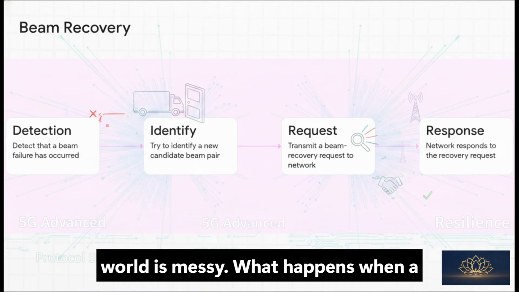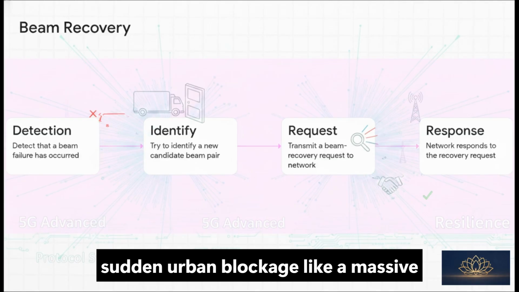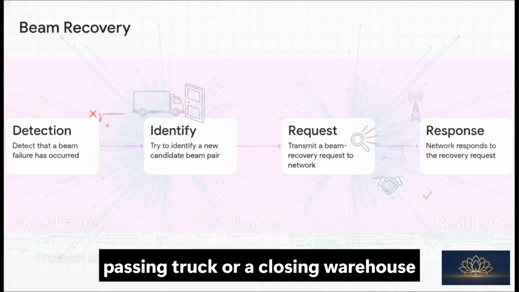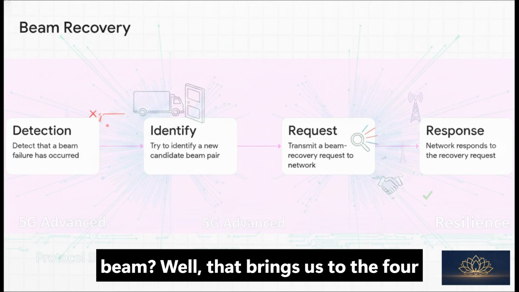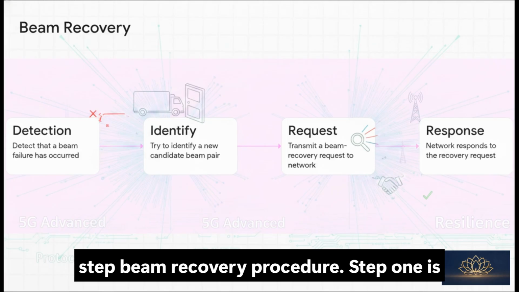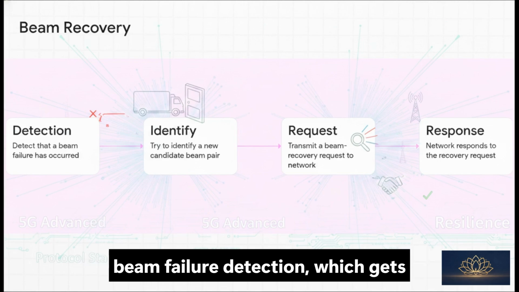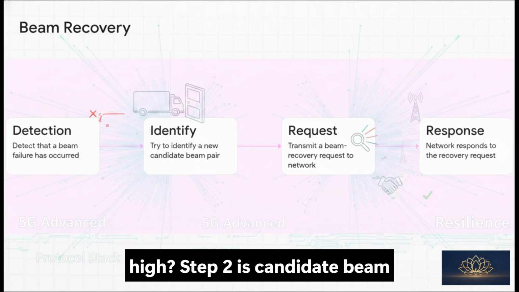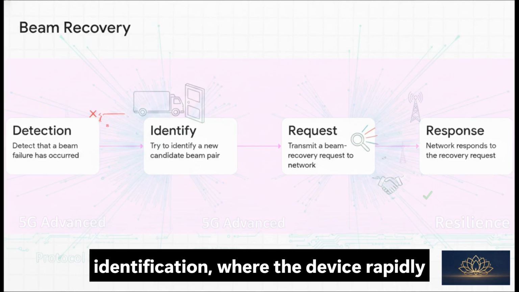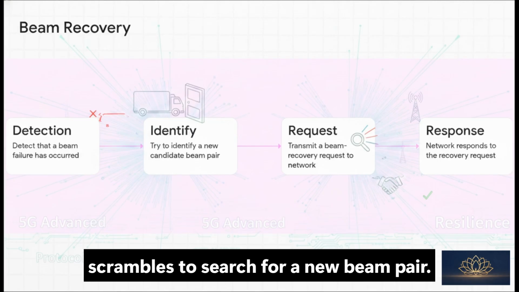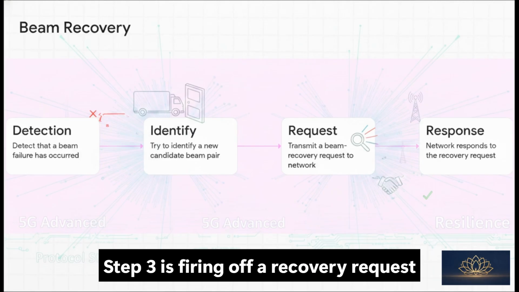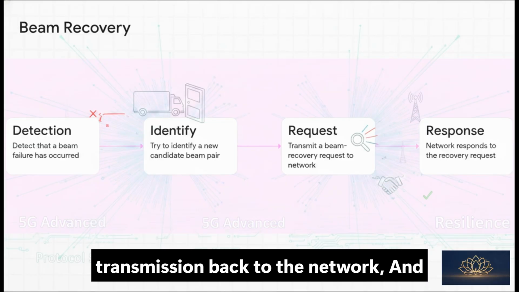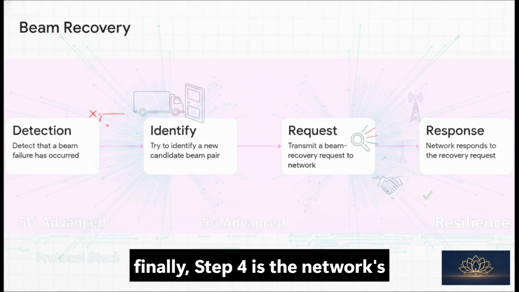What happens when a sudden urban blockage, like a massive passing truck or a closing warehouse door, suddenly interrupts that narrow beam? Well, that brings us to the 4-step beam recovery procedure. Step 1 is beam failure detection, which gets triggered the second the error probability on the control channel spikes too high. Step 2 is candidate beam identification, where the device rapidly scrambles to search for a new beam pair. Step 3 is firing off a recovery request transmission back to the network. And finally, Step 4 is the network's response.